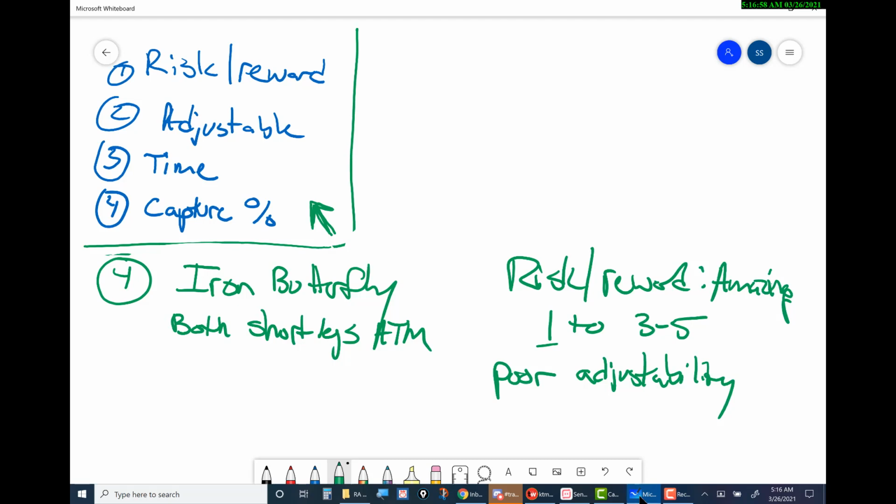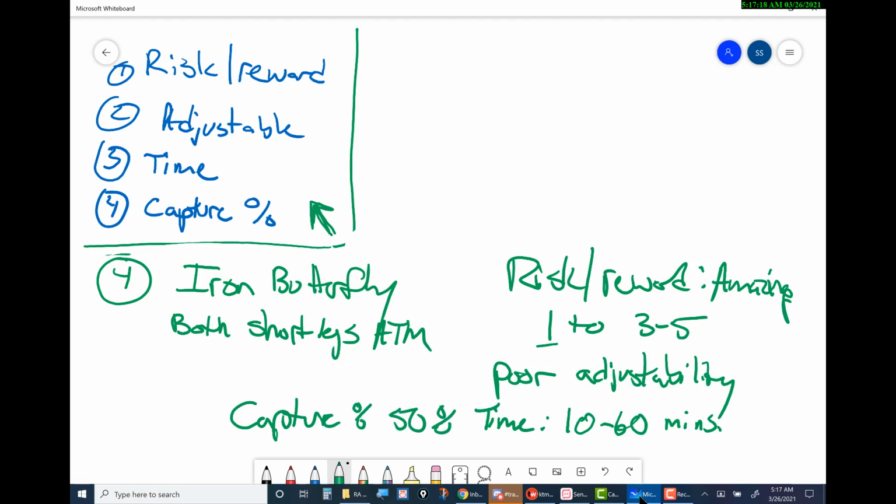But time frame, what's the time frame that we would be inside an iron butterfly? Guys, the goal is 10 to 60 minutes. Just 10 to 60 minutes to get that capture rate of 50%. Okay? So very, very short-term trade.